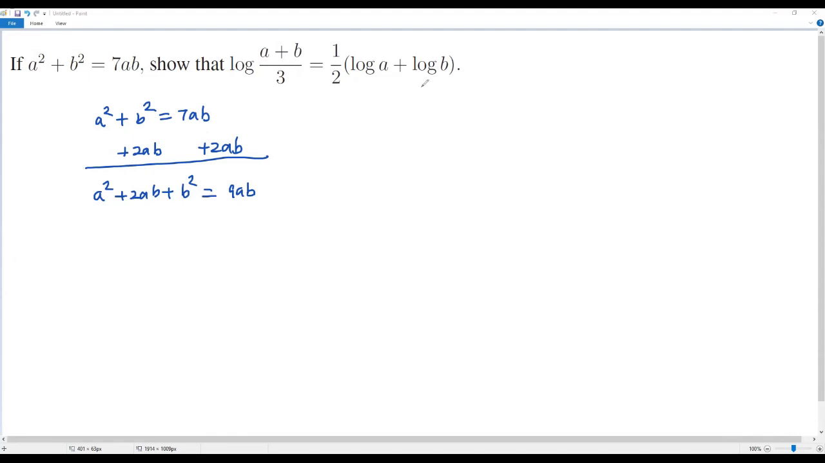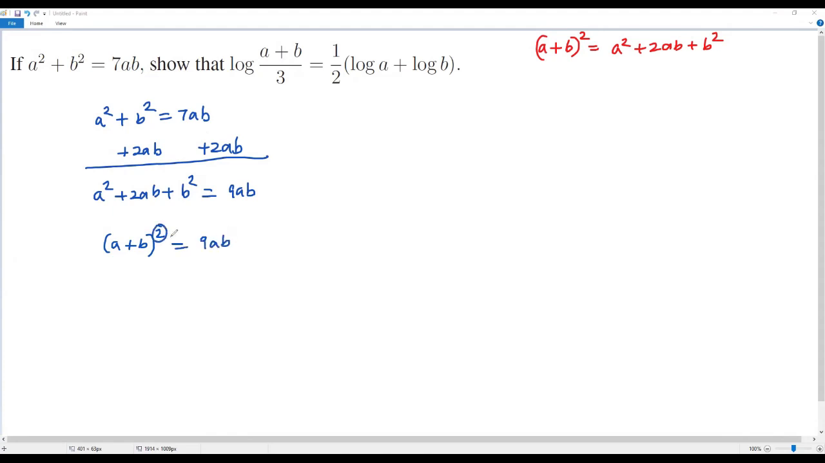Now let me consider the algebraic identity, that is the expansion of the square of a binomial, a plus b the whole square. Its expansion is a trinomial, that is a square plus 2ab plus b square. Here on the left side, we have exactly this trinomial. So for this trinomial, we can write the square of the binomial, a plus b the whole square. Now let me write it: a plus b the whole square equals 9ab.